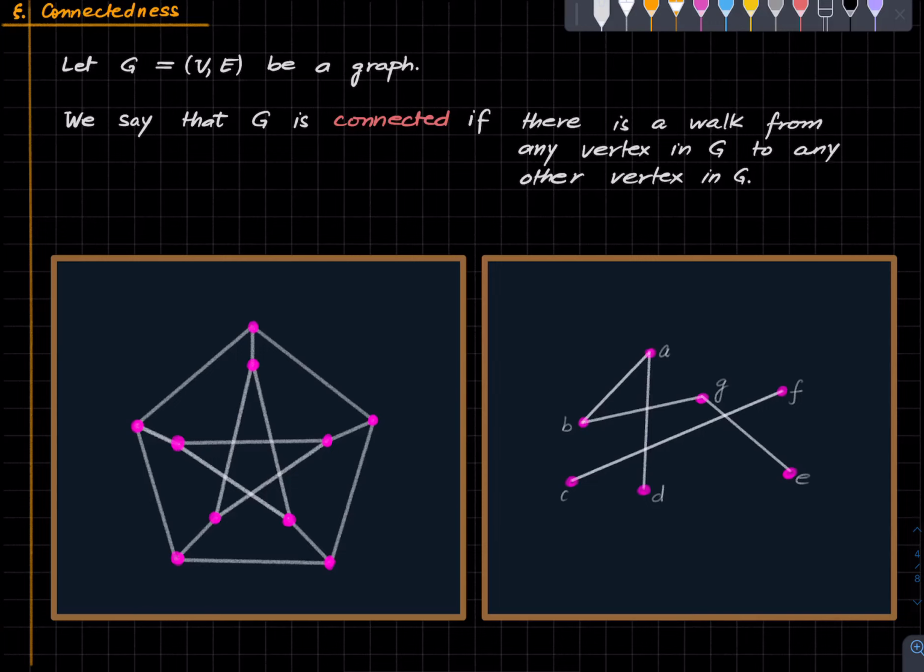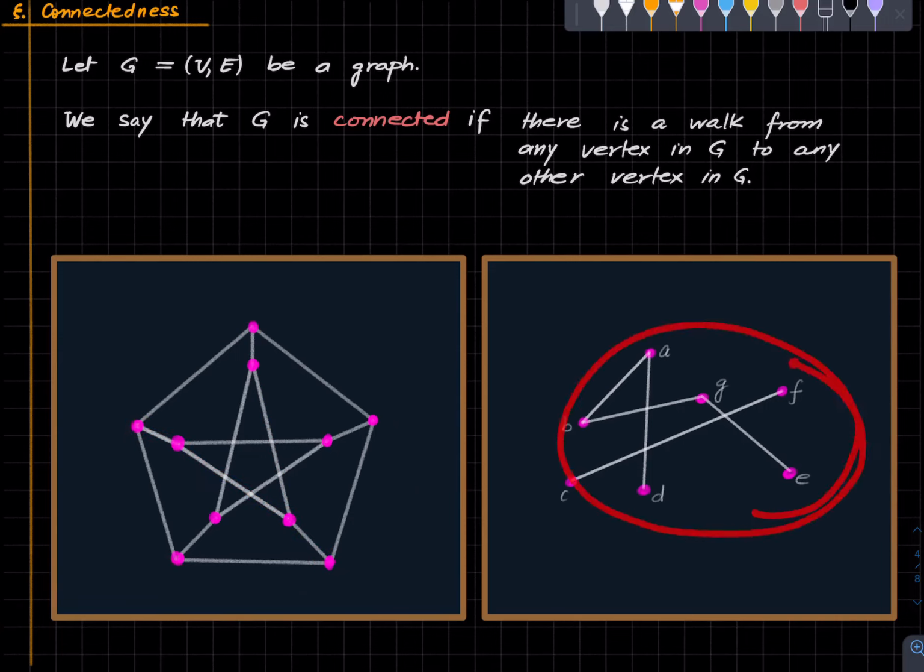Right? So it's a very obvious definition. And here is an example of a connected graph. You pick two vertices, let's say this and that. There is a way to walk from the first to the second. This and that, of course, you can walk. So this is a connected graph.